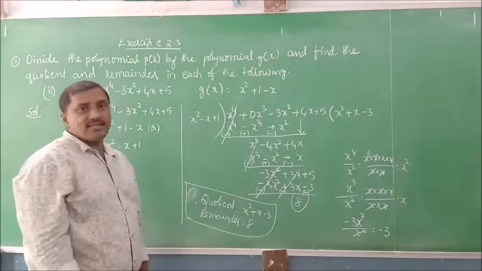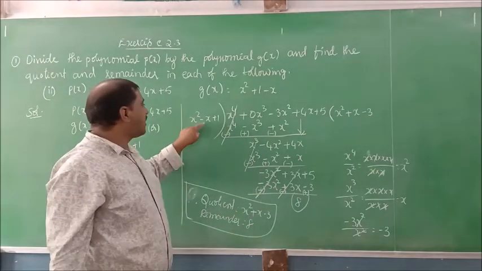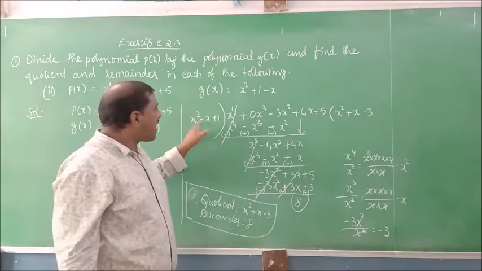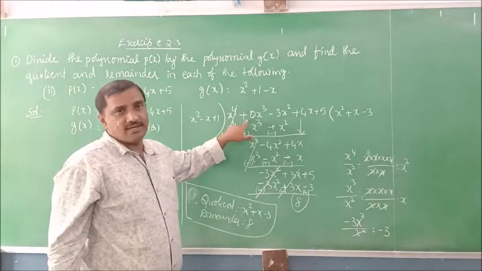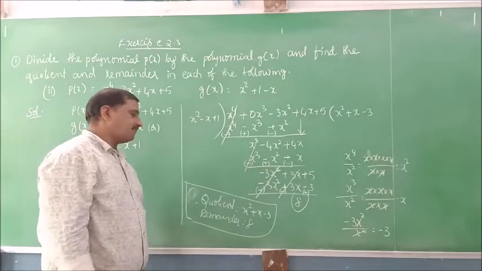Like this we will divide the dividends. For example, if we get remainder 0, then this divisor, x square minus x plus 1, is a factor of the dividend. Is it clear, children? How to divide this? Is it clear? Right.